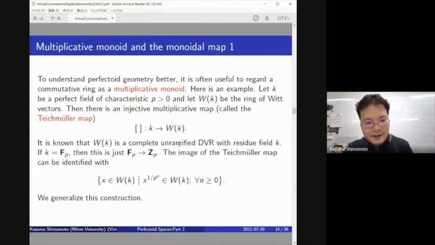Another aspect of perfectoid geometry is monoids. Let me explain a little bit what this is. It is often useful to regard a commutative ring as a multiplicative monoid. We have addition and multiplication, but we completely forget about addition; we only think of multiplication. So here's one example. Let's take K to be a perfect field of characteristic p.